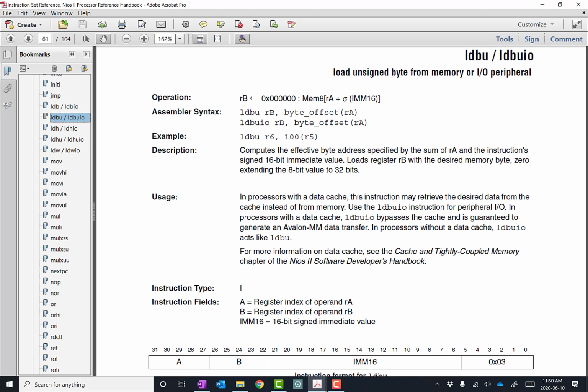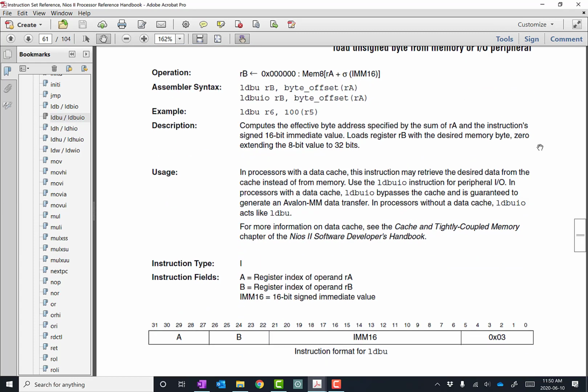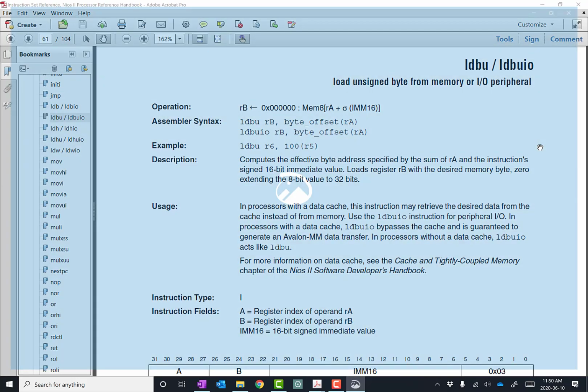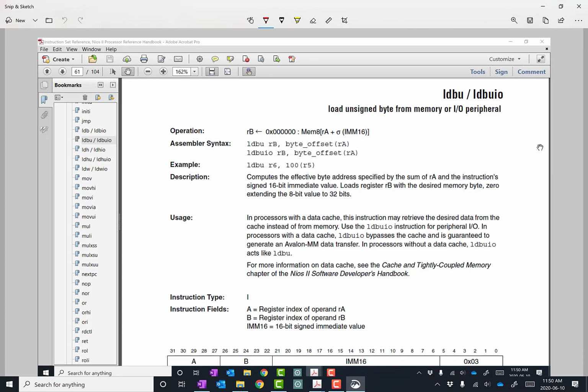If we look at this next load byte, here's a load unsigned byte from memory. Here you'll note that there's no discussion about sign extension happening, and this is just going to pad the additional bytes that result from putting a byte into a larger register. It's just going to do a 0 extending of the 8-bit value to a 32-bit value.